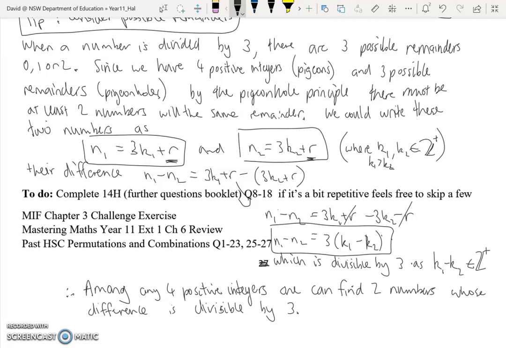Alright, what I'd like you to do is to be working on the Cambridge exercise 14H. There are some tough questions there. You should be working from 8 to 18. You don't need to do all of them. You might want to try all the evens or all the odds. There's a very tough question, Question 17, which is an interesting one to give a go. Just read through, and if it's a bit repetitive, skip a few, or if you like, do all the evens or all the odds, up to you. And then after you finish that, you can work straight on all the reviews: the past HSC, and the Maths in Focus review and Mastering Maths review.